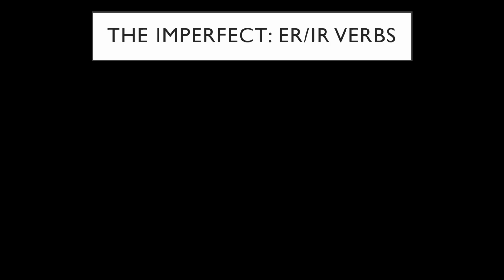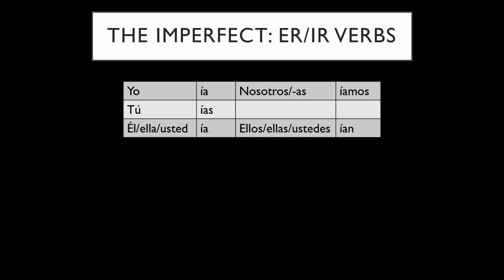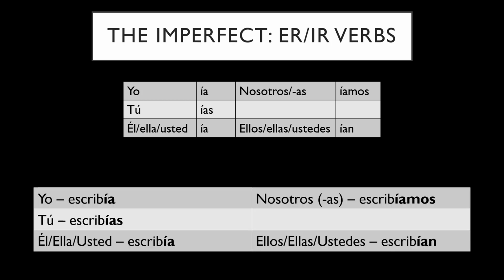Now let's move to the ER/IR conjugations. Now we have yo, ía; tú, ías; usted, ía; nosotros, íamos; and ellos, ellas, ustedes, ían. All of these forms have accents on the I, but share the same vowel sound of A at the end as the AR verbs.